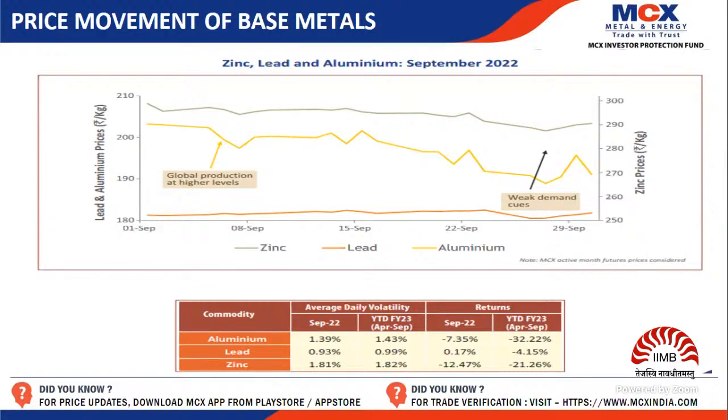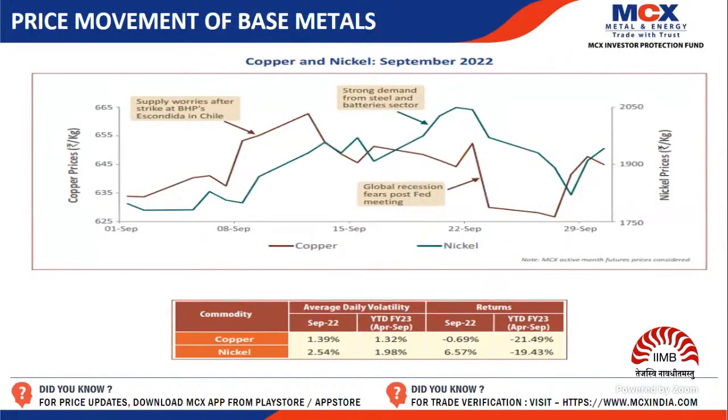Weak demand again. If you see the zinc prices, weak demand, so that also got affected. And if you see the copper prices here, you can see the supply worries in Chile. When I told you, Chile is one of the major producers of copper. Because of those supply worries, prices surged here, and strong demand, as you can see in the nickel prices. And there was a fear of global recession, so there was again a price fall in copper in the month of September. So these are some events that affected base metals.